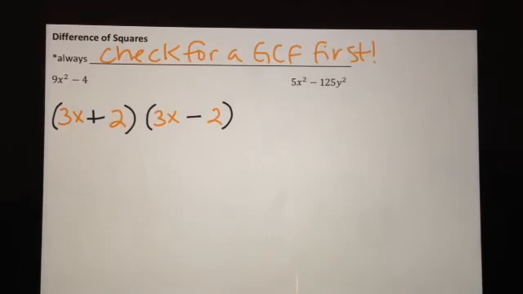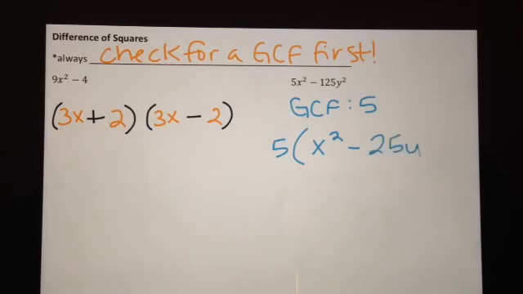Next, let's look at the other example. Right away, I can see there's a GCF between 5 and 125. So here the GCF is just 5. So I'll take out that 5 and write my leftovers. X squared minus 125, just kidding, take out the 5. X squared minus 25, y squared, there we go.